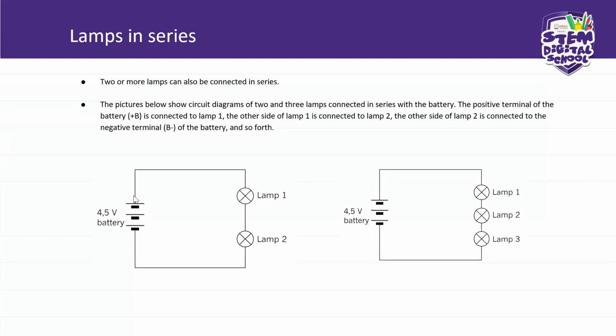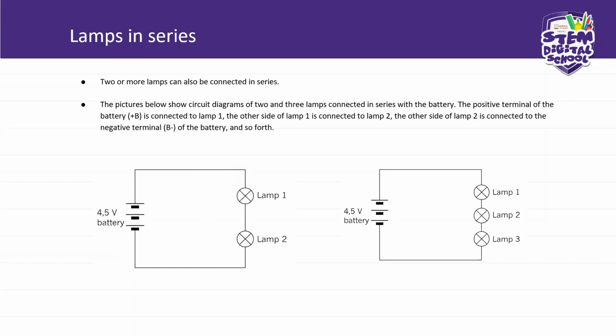Now this is a graphic symbol for your conductor. And you draw your lamp like this. This is your graphic symbol for your lamp. And you have in this circuit your lamp 1, lamp 1 connected in series with lamp 2. Okay?